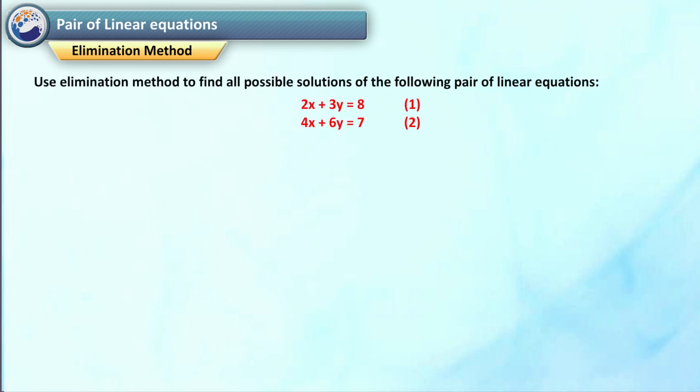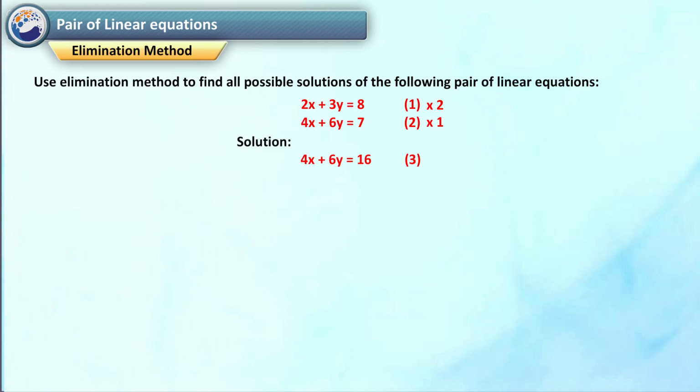Use elimination method to find all possible solutions of the following pair of linear equations. 2x plus 3y is equal to 8, this is equation 1. 4x plus 6y is equal to 7, this is equation 2. Solution. Multiply equation 1 by 2 and equation 2 by 1 to make the coefficients of x equal.